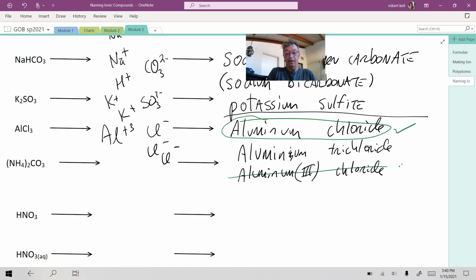Commercially, when you buy this, it's always sold as aluminum trichloride. I have looked it up before. You will almost never see it sold under aluminum chloride. Right? So this is an example where if you look things up, sometimes it'll be different than what textbooks will tell you, which is kind of interesting.